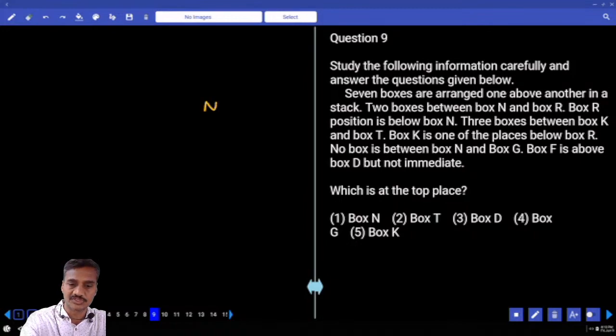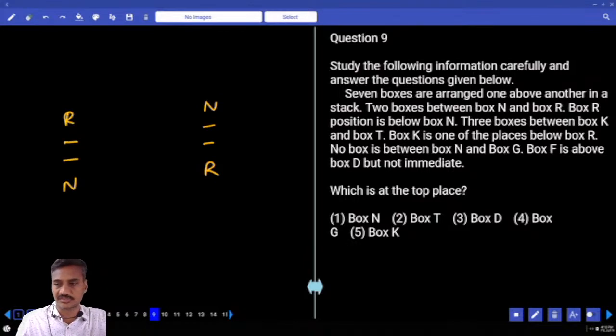N and R, 2 boxes, 1, 2. R can be below if R is above, and 2 boxes between R and N is here. R is below N. This case is not possible.